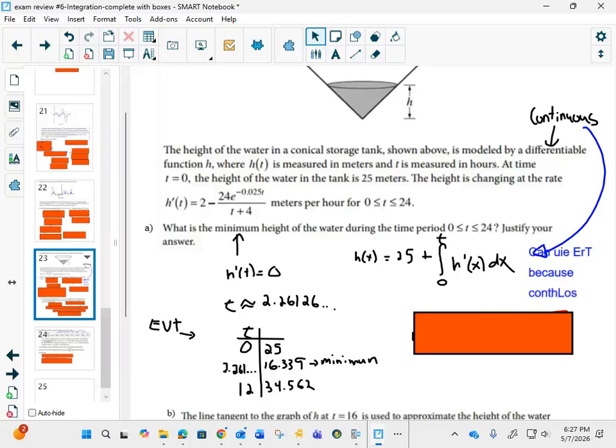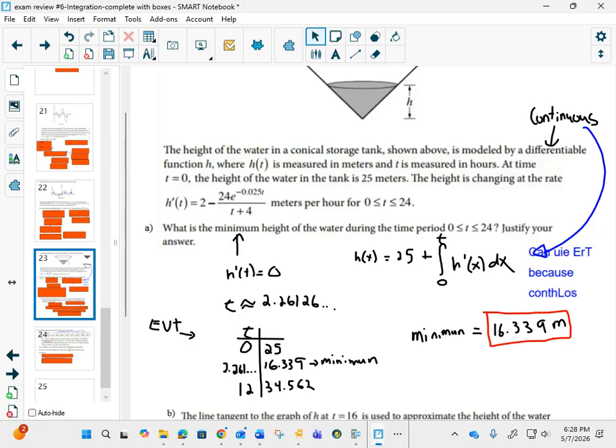I think there are going to be countless times you can use that in the future. So then the minimum is 16.339. Make sure you have the units there as well.